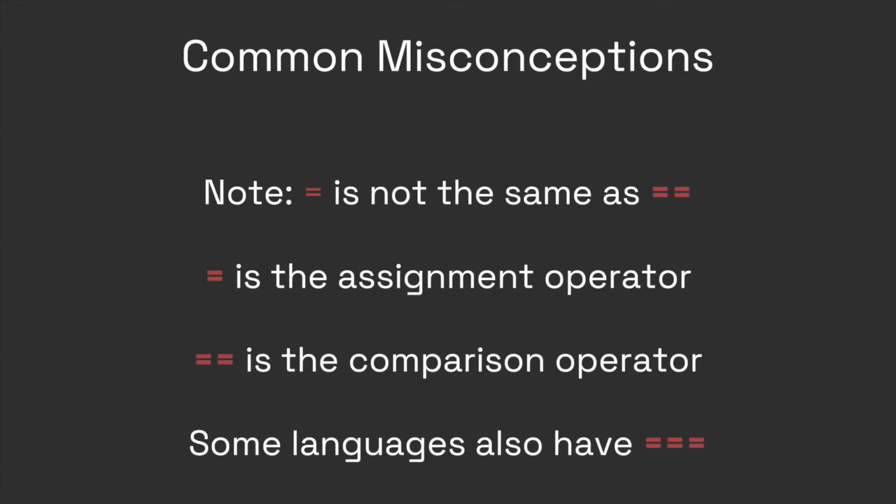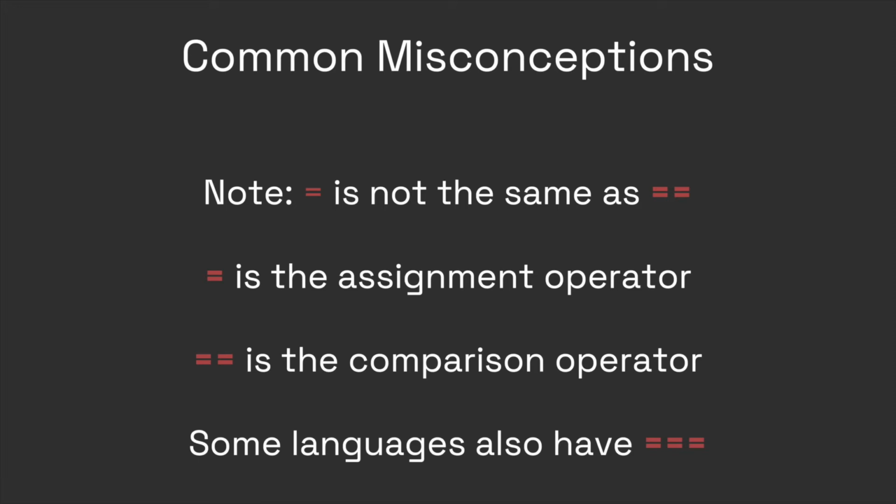Keep in mind for these common misconceptions, the equals operator is not the same as the equals equals operator. One equals is known as the assignment operator. It is used to assign values to variables. Equals equals, however, is the comparison operator.